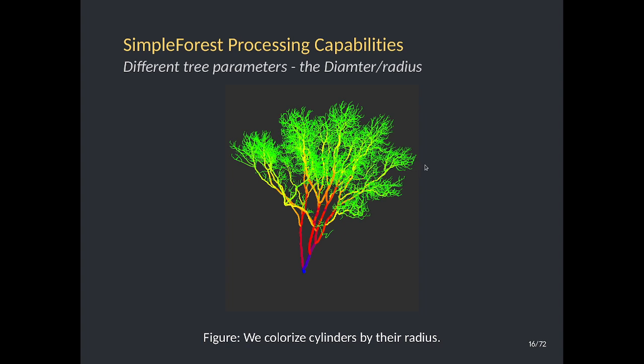So let's look at some statistics which we can extract with SimpleForest. Each cylinder obviously has a radius. The closer we are to the twigs, the smaller the radius gets. So green is small radius, and blue or purple is quite large radius.